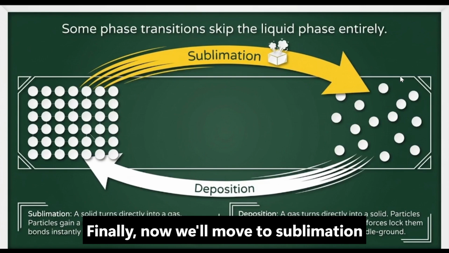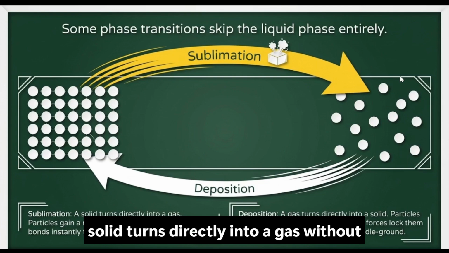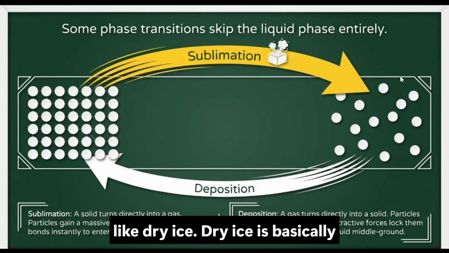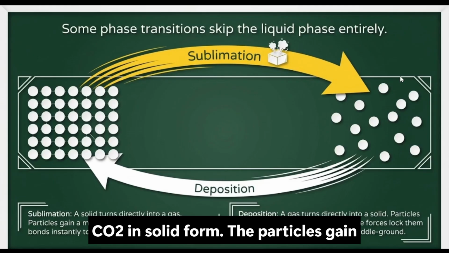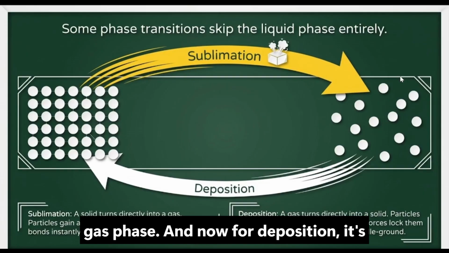Finally, now we'll move to sublimation and deposition. Sublimation is when a solid turns directly into a gas without becoming a liquid first. Think of it like dry ice. Dry ice is basically CO2 in solid form. The particles gain energy to break free directly into the gas phase.